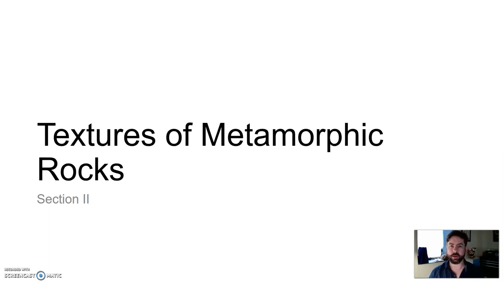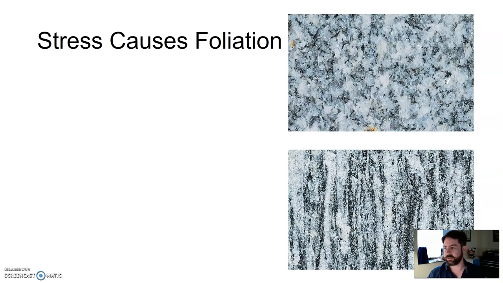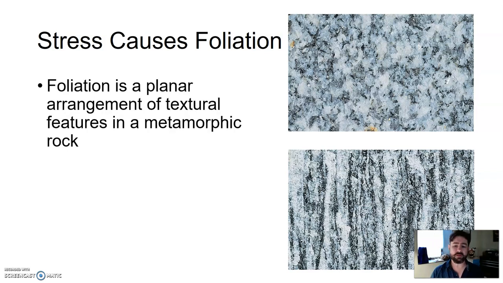When we're talking about heat and pressure, we're talking about something called stress. That's the name of it in geology, kind of a force. When a stress, in this case pressure, is applied to a rock, it can cause something called foliation. Foliation is a planar arrangement of textural features in a metamorphic rock. Essentially, if you take random stuff and squish it, it forms flat layers.